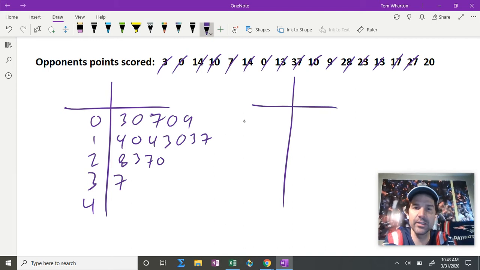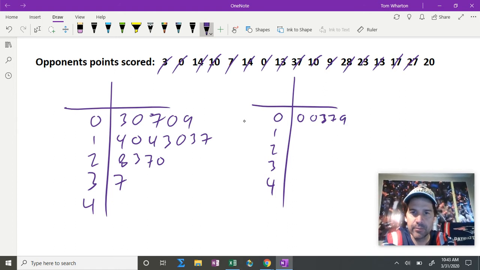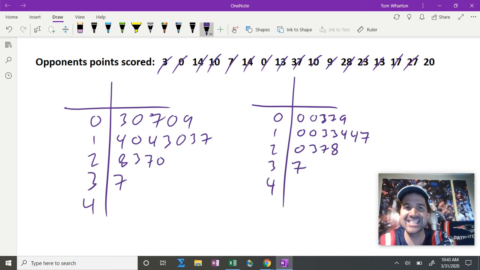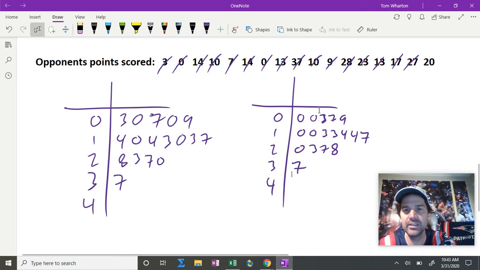And now to organize it, I'm going to put my 0, my 1, my 2, my 3, and my 4 right there. For these guys, I have a 0, 0, 3, 7, and 9. Put them in ascending order. This one I'd have a 0, a 0, a 3, a 3, a 4, a 4, and a 7. Here I have a 2, 0, 2, 3, 2, 7, and 2, 8, and a 3, 7. So there is my stem and leaf plot, and I can quickly just look at this.